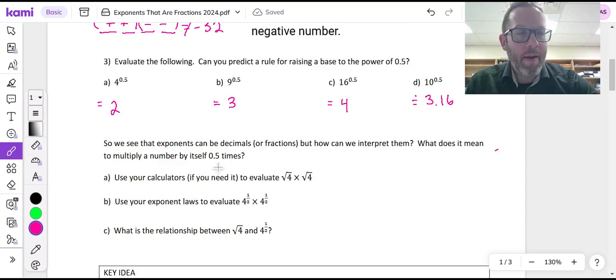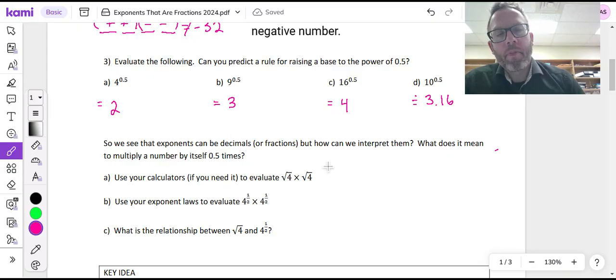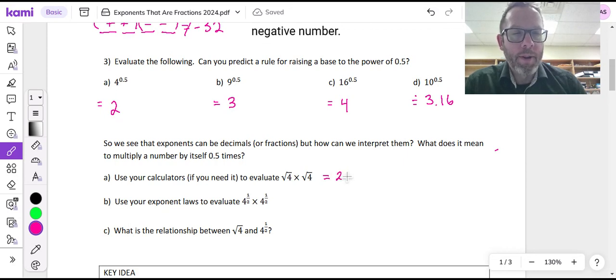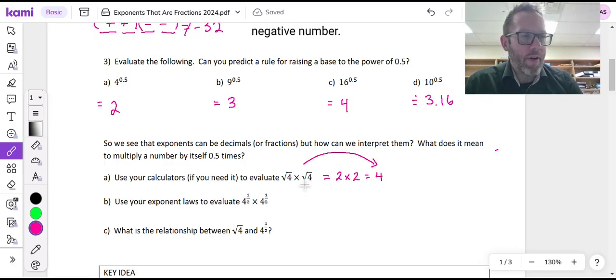So let's do another little mini investigation, and I want you to evaluate the root of 4 times the root of 4. Now, we can probably go right to the answer here, but I'm going to show a step though. The root of 4 is 2. The root of 4 is 2. And 2 times 2 is 4. The root of 4 times the root of 4 is 4. Now, most of you could probably have just figured that out, because that's the very definition of square root: what number times itself gives you 4. Well, that would be the root of 4.